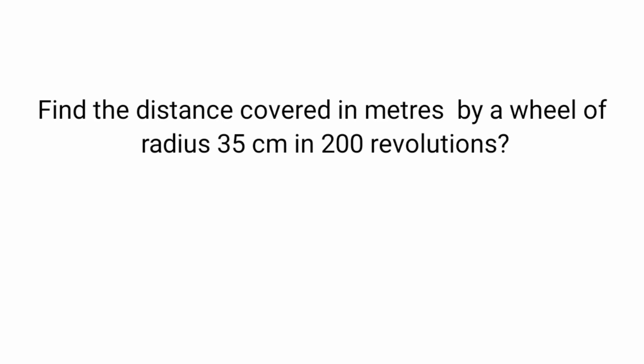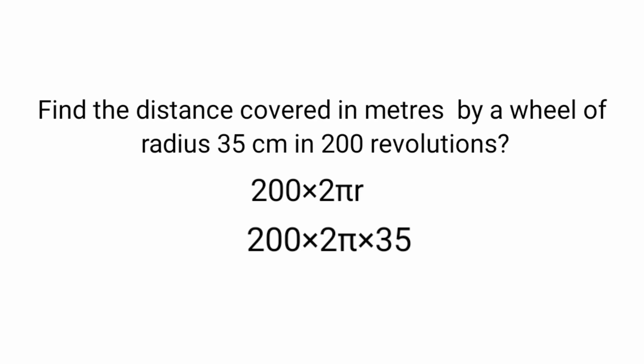Find the distance covered in meters by a wheel of radius 35 centimeter in 200 revolutions. Here what you have to keep in mind is when a wheel makes one revolution, it will cover a distance equal to its circumference. We know that the circumference is 2 pi r. So when it makes 200 revolutions, what will be the distance covered? It will be 200 into 2 pi r. Here the radius is 35 centimeters. So 200 into 2 pi into 35.